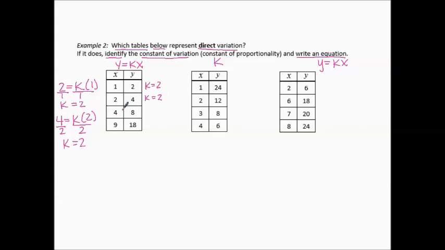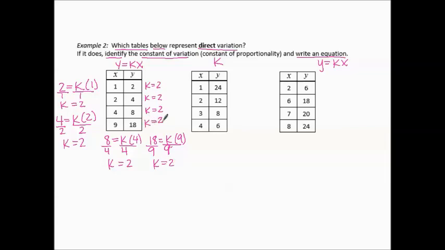I'll do my next point. Same thing, take my y coordinate. 8 equals k times my x, which is 4. Divide both sides by 4. Again, k is equal to 2. And lastly, I have 18 as my y equals k times 9, my x. Divide both sides by 9. K is equal to 2.